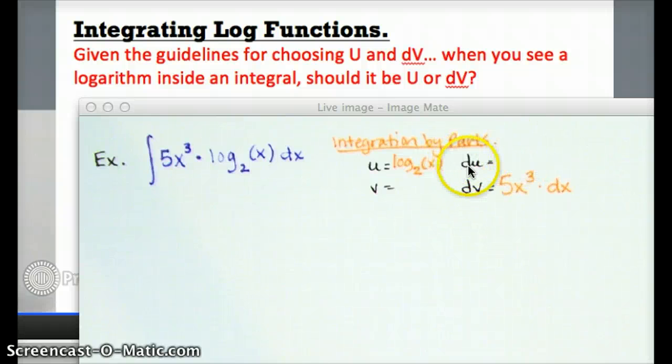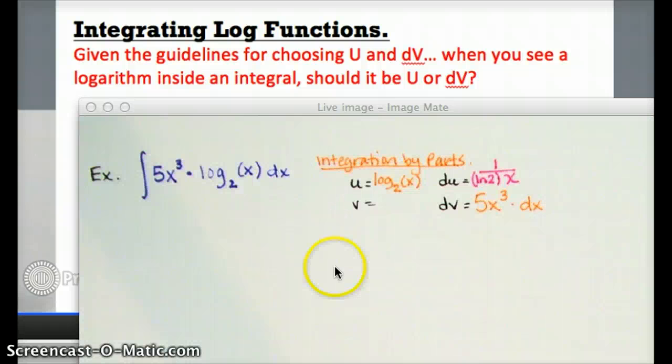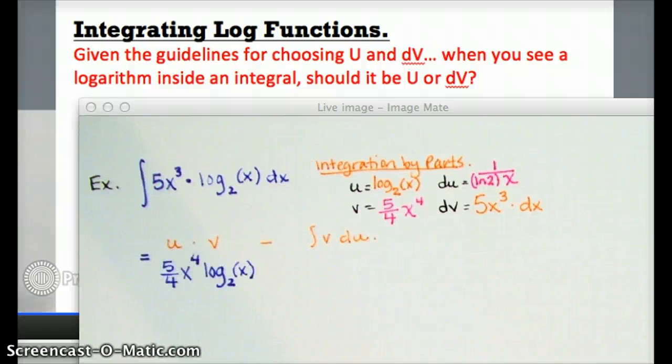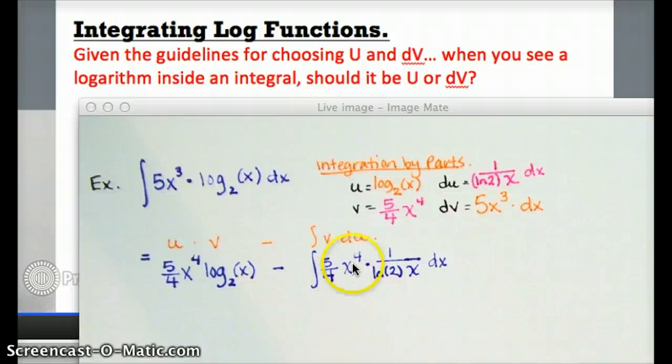You may need to look up the formula for the derivative of a log with a different base. You'll notice it's just a matter of adding an ln of 2 in front of the expected derivative 1 over x, and then take the antiderivative of dv, which should be 5 over 4x to the fourth. And now we set up integration by parts using the formula. U times v is 5 over 4x to the fourth times log base 2 of x. And then we subtract the integral of v times du. And notice that I caught myself missing the dx, so I tacked it on there.